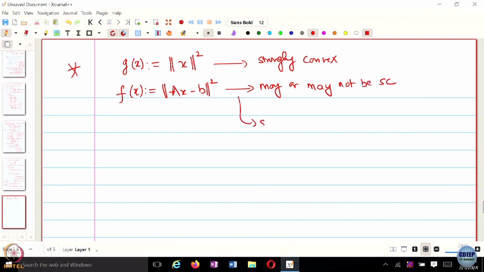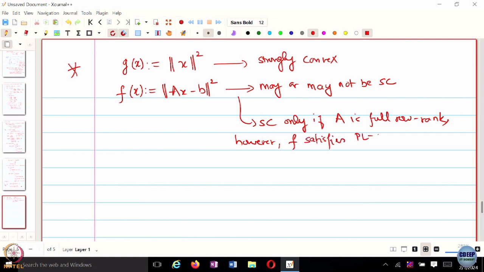So this is strongly convex only if A is full row rank. However, f satisfies PL inequality for every A. So even though the original norm x squared is strongly convex, the affine transformation of it need not be strongly convex. It's strongly convex only if A is full row rank. Otherwise, it won't be strongly convex.